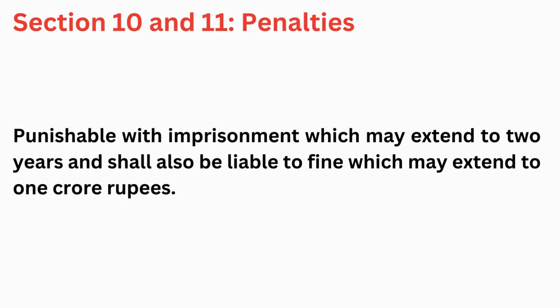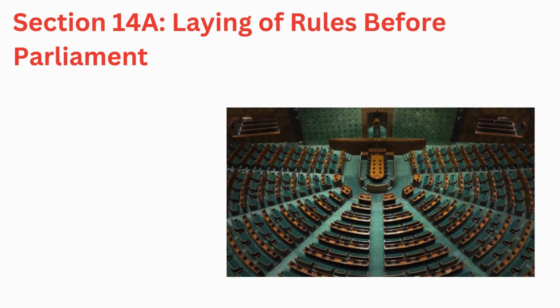Section 10 and 11 outlines penalties for contraventions of rules, including imprisonment which may extend to 2 years and shall also be liable to fine which may extend to 1 crore rupees. Section 14A ensures rules made under this Act are laid before Parliament for approval.